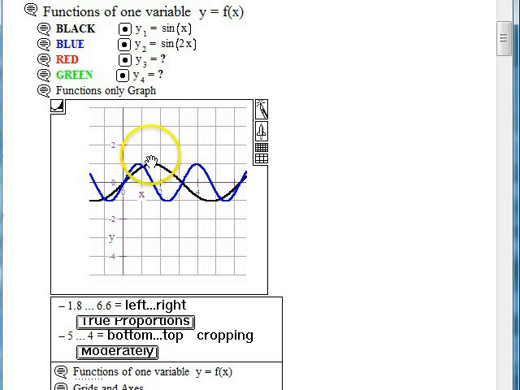Well, if it's going up and down twice as fast, then the period is half as big. Where the period of the black curve was 2 pi, the period of the blue curve is only pi. So we've taken that period and cut it in half. What do you think would happen if I put a 3 here instead of a 2?